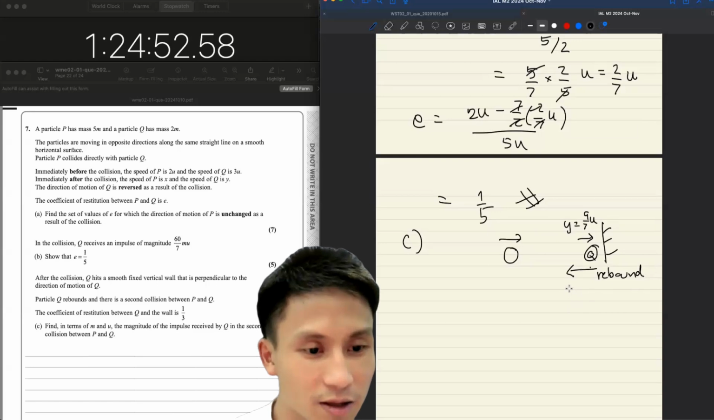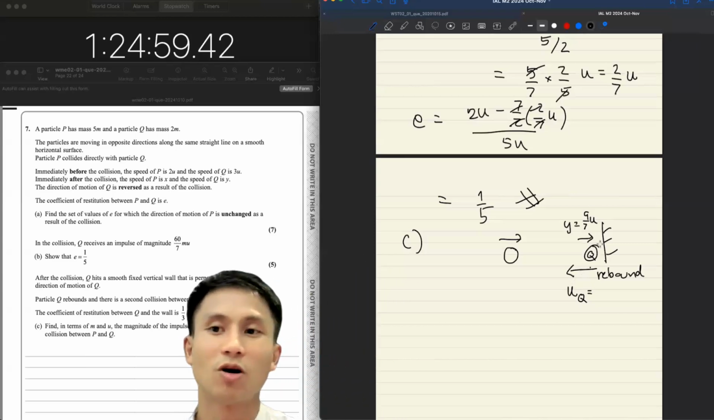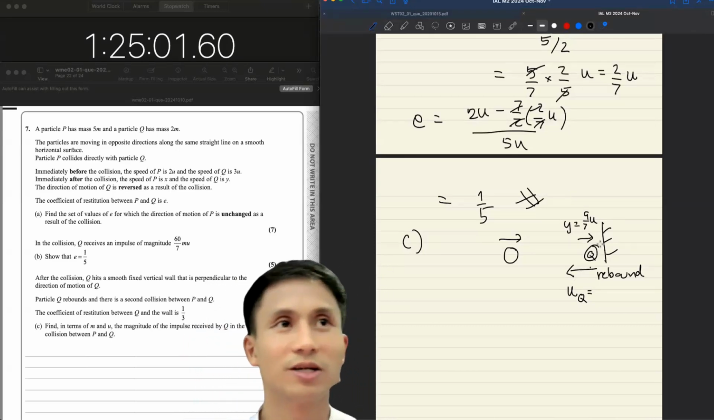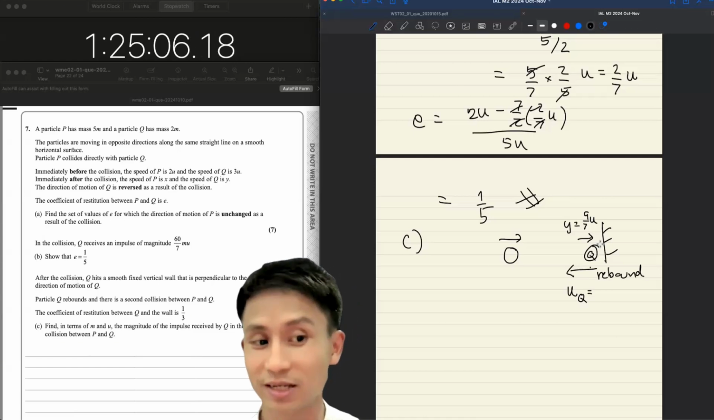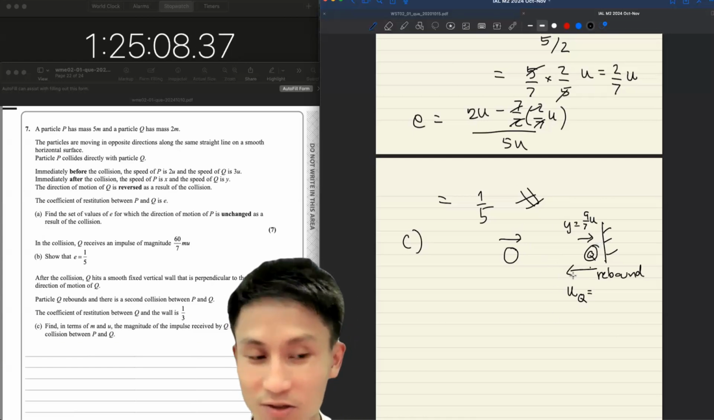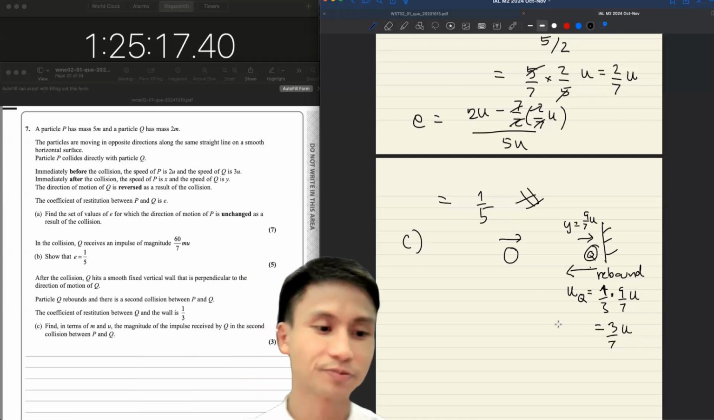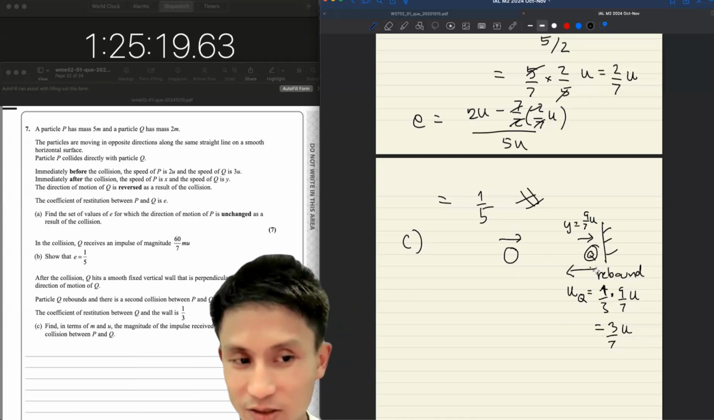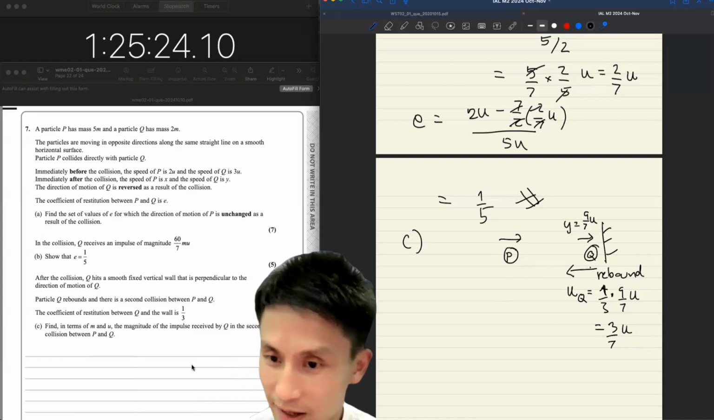So after collision here, rebound would be u of Q after rebound equals, well, approaching a wall and separating from a wall, because the wall doesn't move at all, you can use E to multiply this initial speed to get the final speed already. So that's going to be 1/3 of that, right? So that is 3 over 7u. Yeah, so that is the initial speed of Q when it's going to hit P again at the second collision.